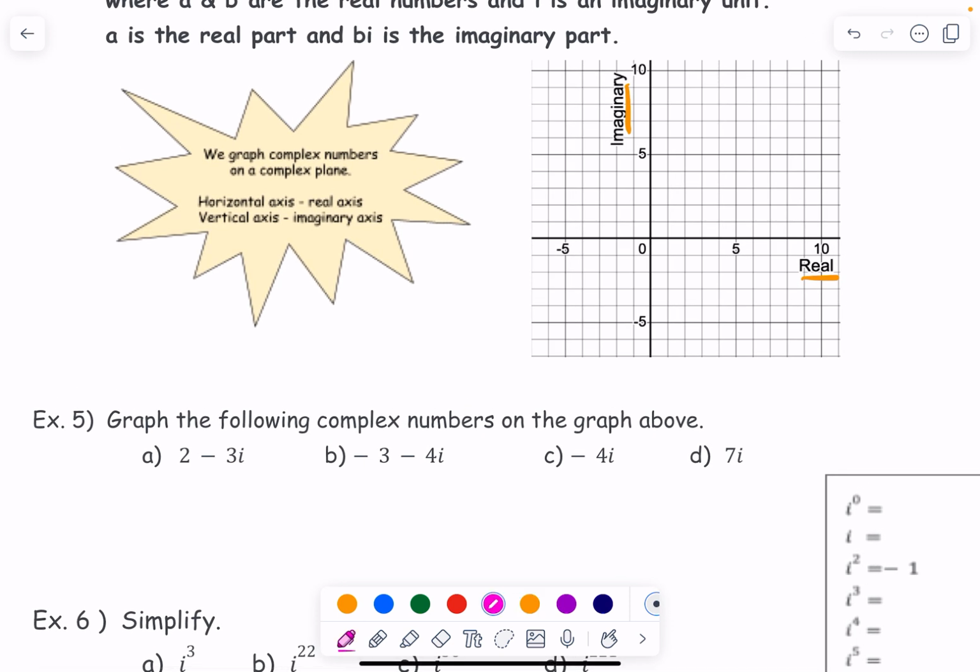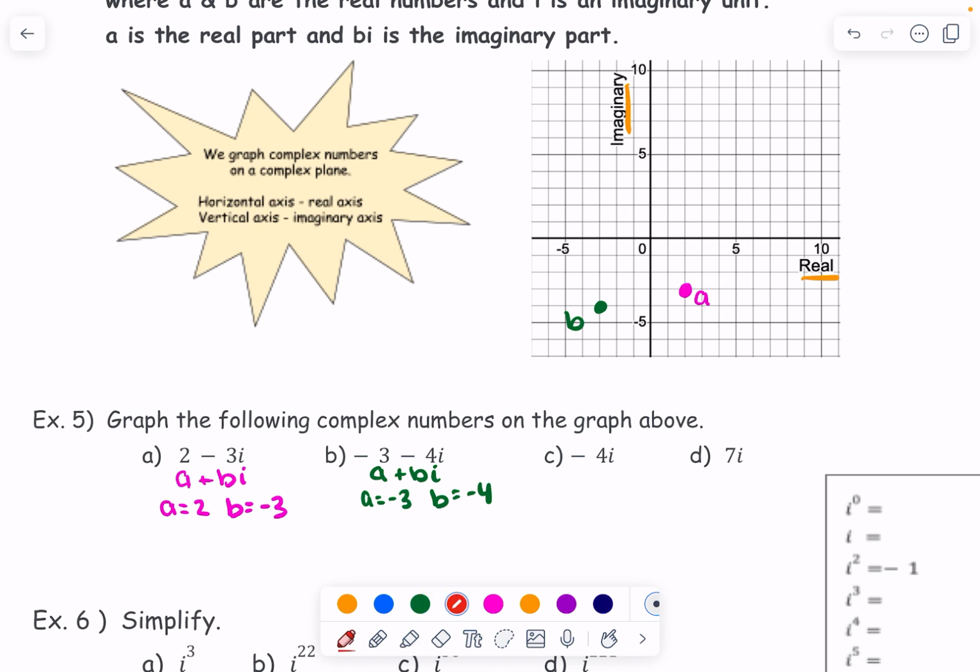So if I had a plus bi here, the a would have been a 2, and the b would have been a negative 3. So essentially, we are going to go to 2, negative 3, and put our point. And so this is our point A. Again, a plus bi. This a would have been a negative 3, and b would have been a negative 4. And so we would be at negative 3, 1, 2, 3, negative 4. All right, and that would be our b.